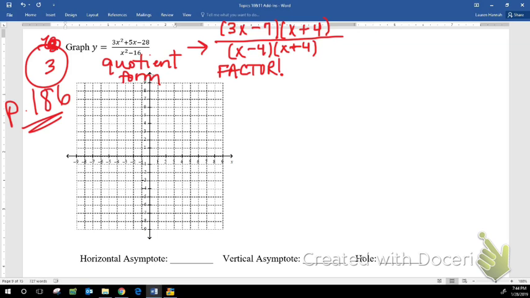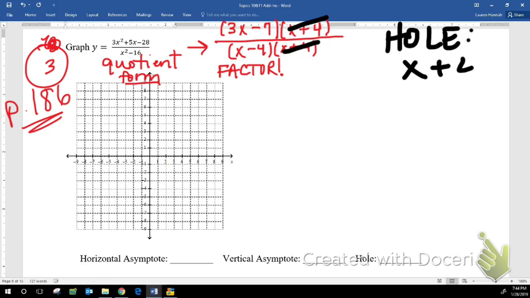The first thing that I did was realize that the original was in quotient form, and then I factored the numerator and denominator. And when that happens, I saw that this factor x plus 4 will cancel in the numerator and denominator. And so that's what gives me the hole, or the removable discontinuity. The hole will occur at x plus 4, but that's a factor. So to find the x value, I set it equal to 0. And that means the hole is at negative 4.